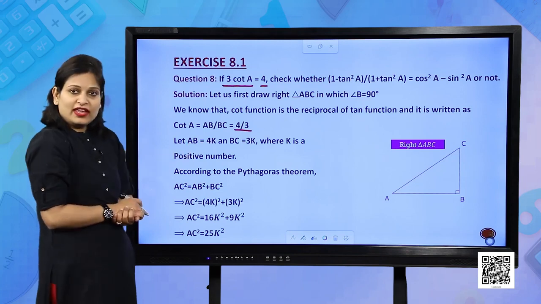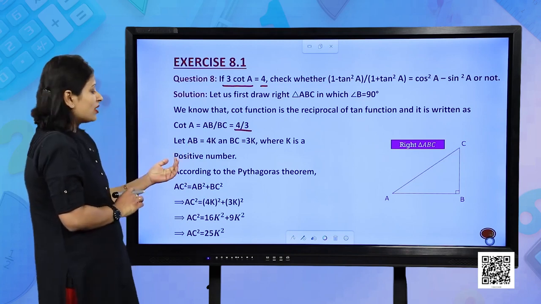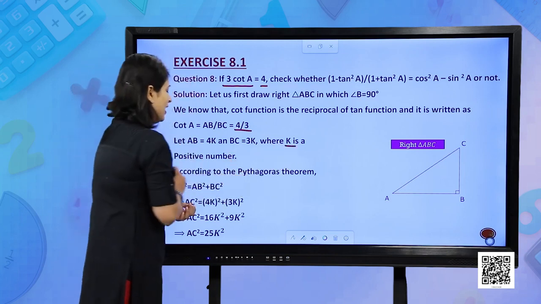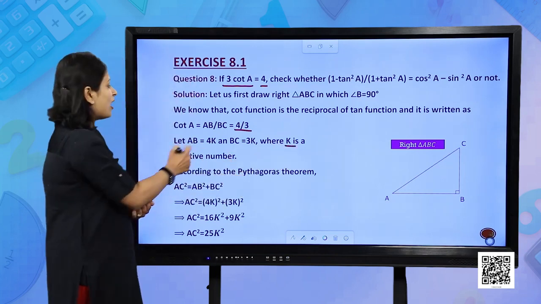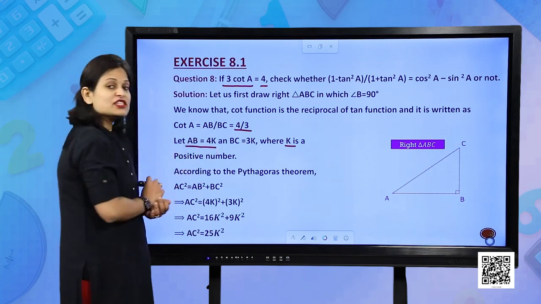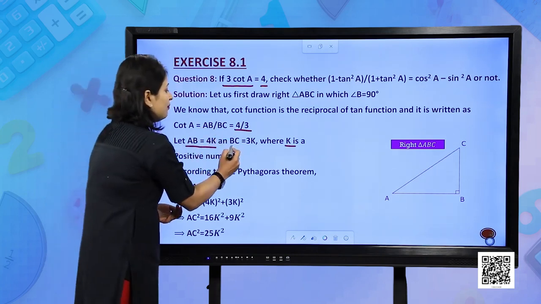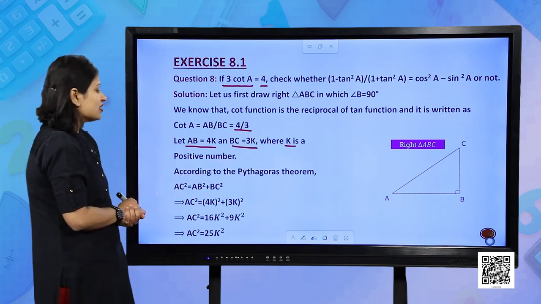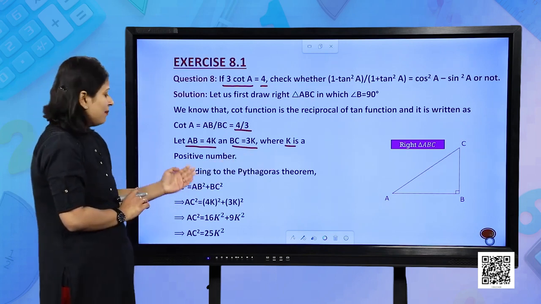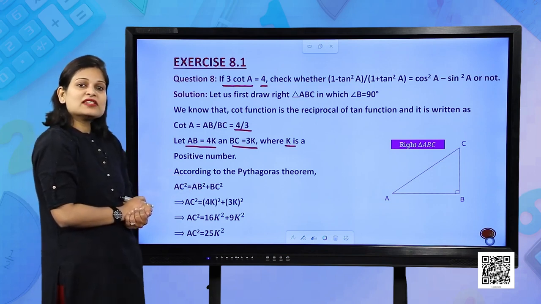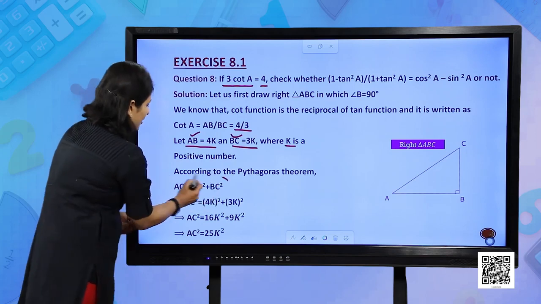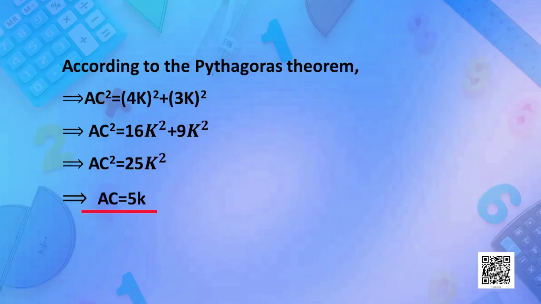As I have already explained, we need to consider a positive number. Here I have considered k as a positive number. So I will get the value of AB as 4k and the value of BC as 3k. Now for the third side, which is AC, we need to apply Pythagoras theorem. Simply substitute the values of AB and BC in this, you will get AC as 5k.